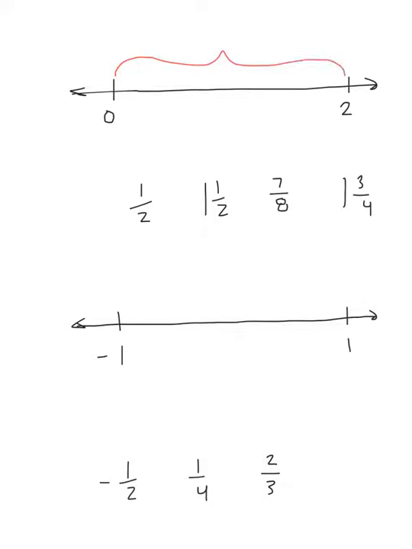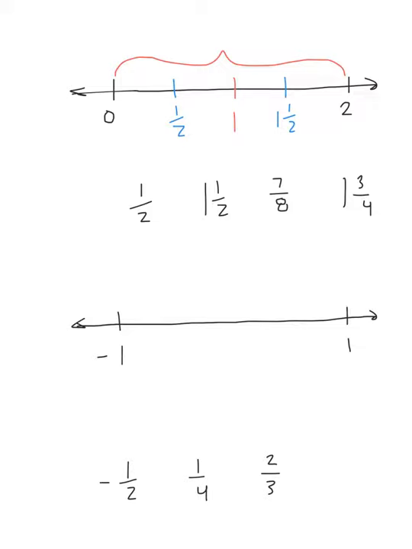So I could say, well, I know in the middle of this, what's halfway between 0 and 2? And I can put a 1. And I know 1 isn't one of the numbers I'm looking for, but at least it gives me a starting place. Because now I can say, well, what's halfway between 0 and 1? 1/2. What's halfway between 1 and 2? 1 and 1/2.